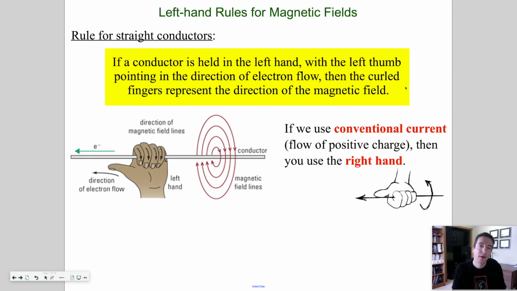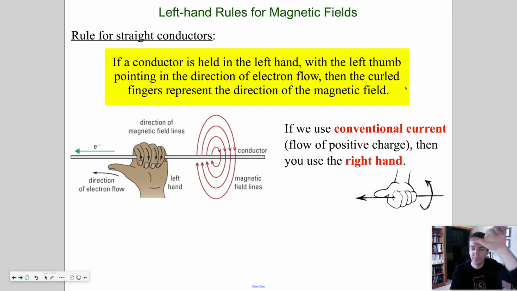Okay, so this is kind of the fun part for Physics 30. Left-hand rules for magnetic fields. So this is figuring out the relationship between the direction of the current and the direction of the magnetic field. So you have to do this. You have to make this shape with your hand. Wait a minute. Use my webcam.